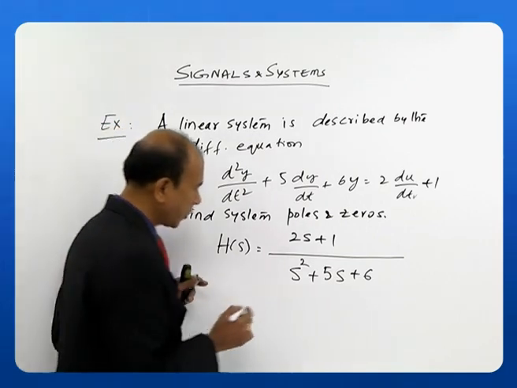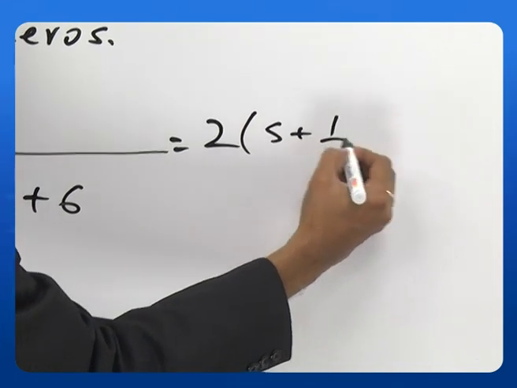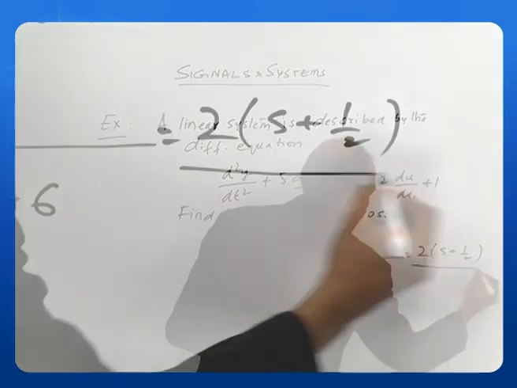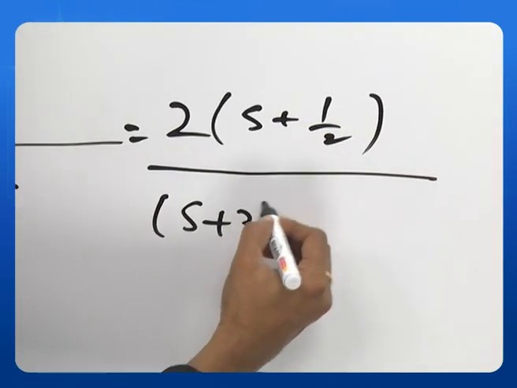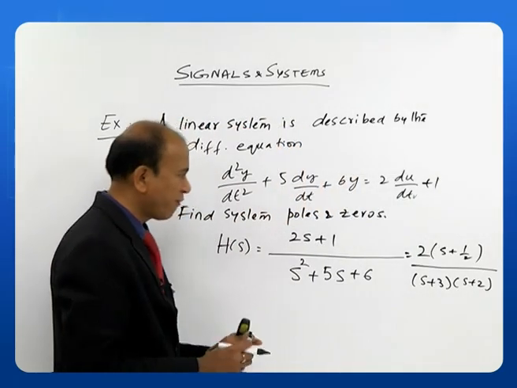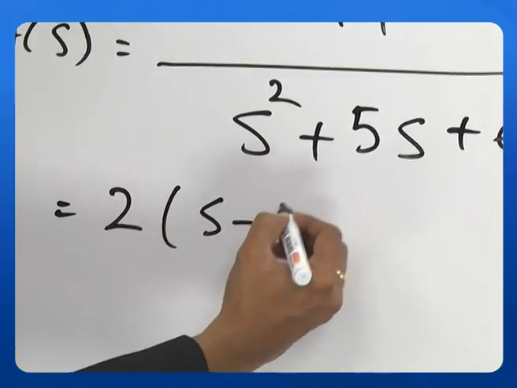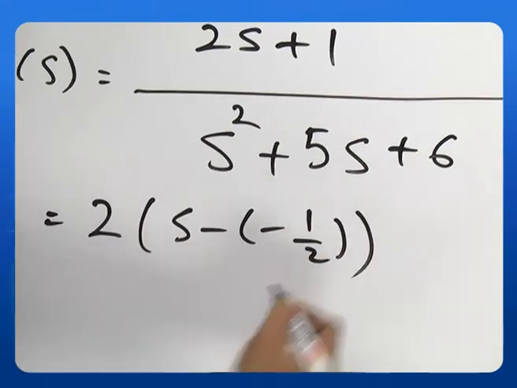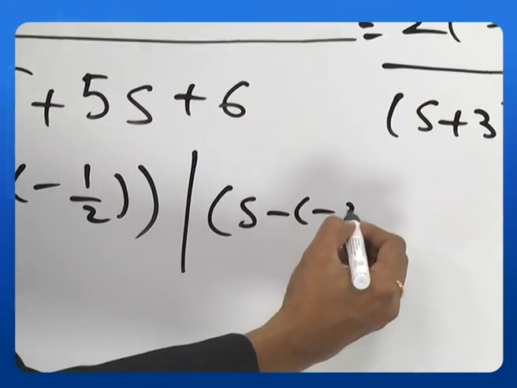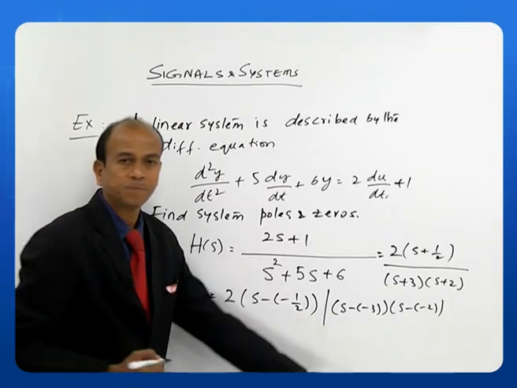Now let us just simplify this to find out where does a pole exist or where does a zero exist. I can write this in terms of 2, I will take common, so this will be equal to s plus half, and this I will factorize. So I can factorize this as s plus 3 into s plus 2. Now for further simplification, I will write this as 2 of s minus of minus half, divided by s minus of minus 3, s minus of minus 2.